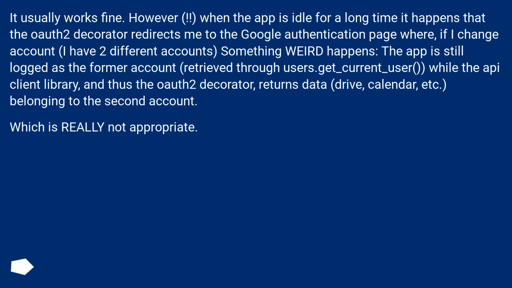It usually works fine. However, when the app is idle for a long time, it happens that the OAuth2 decorator redirects me to the Google authentication page where, if I change account, I have two different accounts. Something weird happens. The app is still logged in as the former account, retrieved through users.get_current_user, while the API client library, and thus the OAuth2 decorator, returns data (Drive, Calendar, etc.) belonging to the second account. Which is really not appropriate.